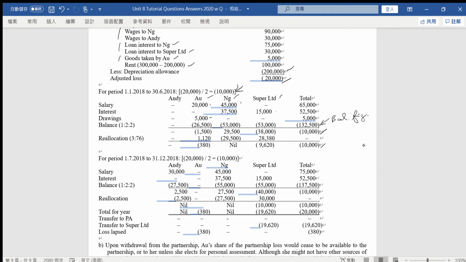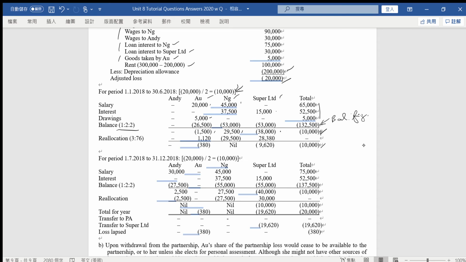These three add up together and are compared with this one, and we will have a balance required to be allocated to each of the partners according to the ratio of 1 to 2 to 2. Then we allocate the figures to them, and afterward we find that one of the partners is allocated profit and the other two are allocated loss. That requires a reallocation, which will not be based on the original allocation ratio but on the proportion of the amount.